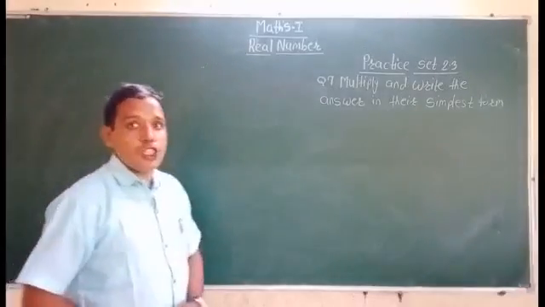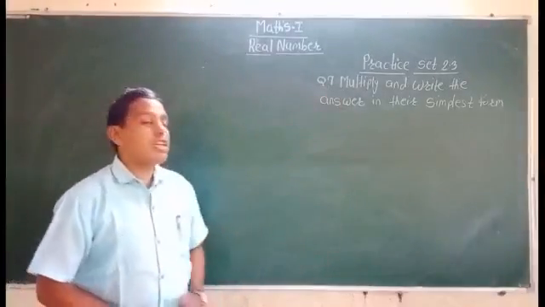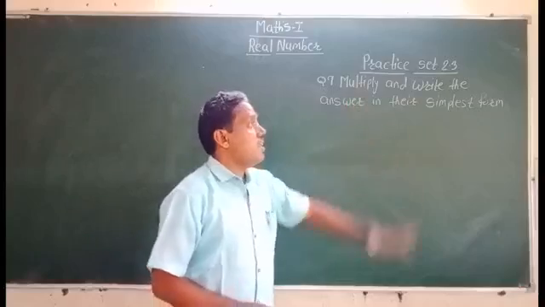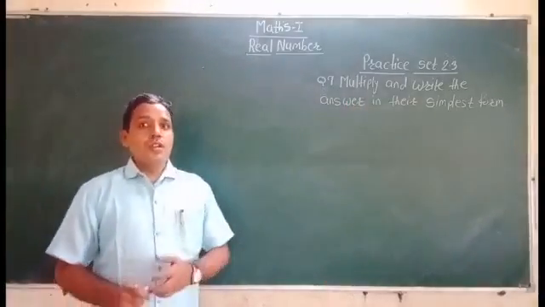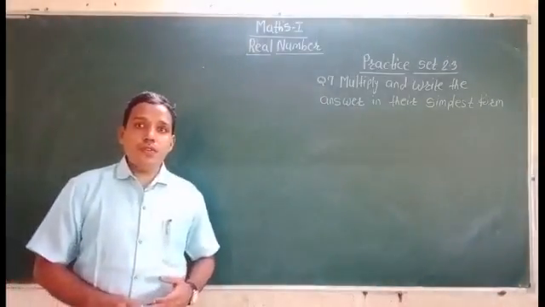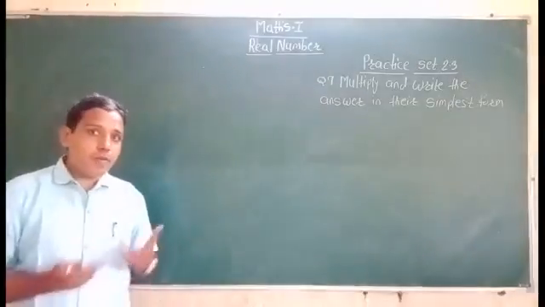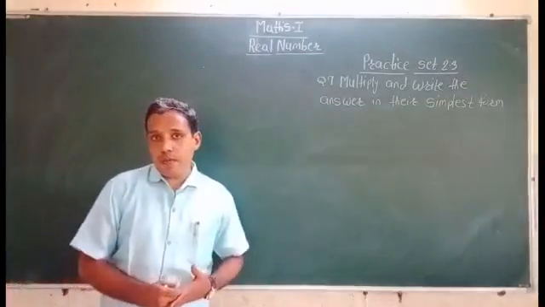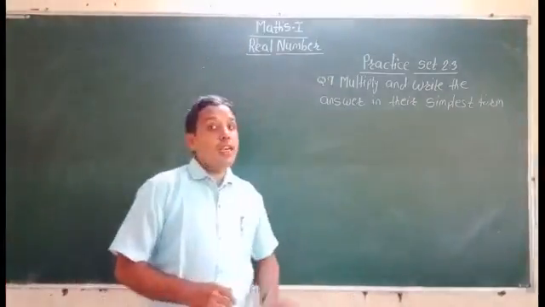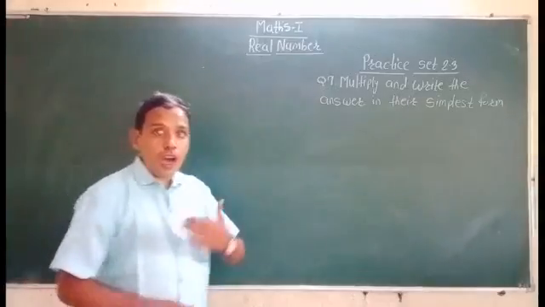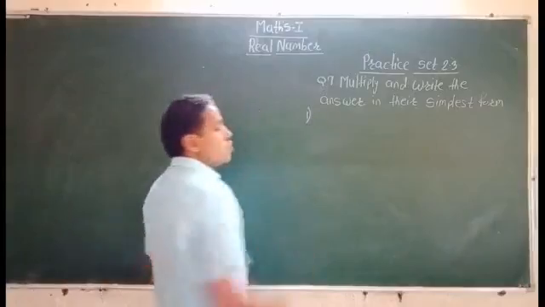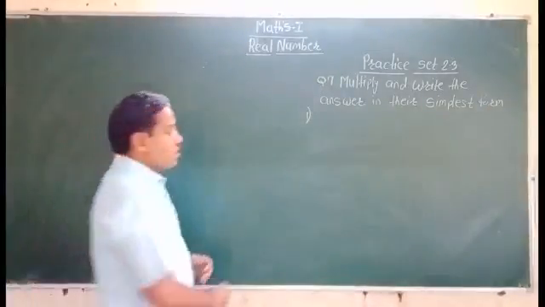Now the seventh question. The seventh question of practice set 2.3 is: multiply and write the answer in the simplest form. In that question, surds are given. We will multiply them, the multiplication takes place between them, and then afterwards we get the answer in its simplest form. So how can we get it in its simplest form? By taking an example.